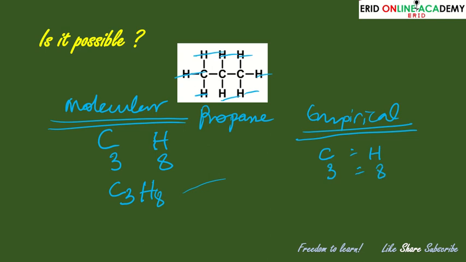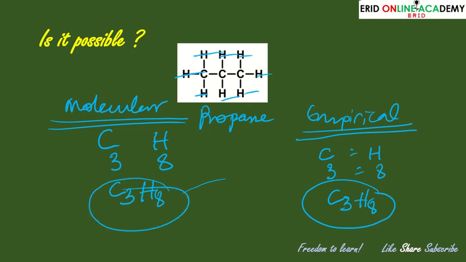There is no other number that we can use to divide this to give us a simpler whole number ratio. So the simplest whole number ratio for this compound is C3H8. So the empirical formula is C3H8. You can see that both the empirical formula and the molecular formula are the same. So it is possible for compounds to have the same empirical formula and molecular formula.